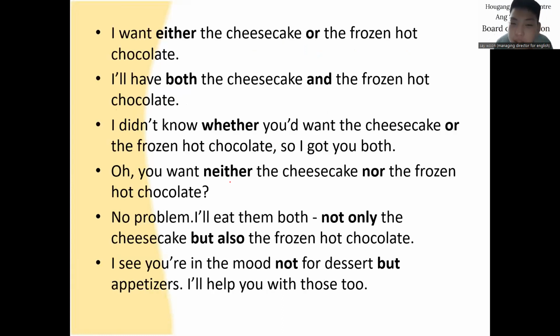I want either the cheesecake or the frozen hot chocolate. I'll have both the cheesecake and the frozen hot chocolate. I didn't know whether you'd want the cheesecake or the frozen hot chocolate, so I got you both. Or you want neither the cheesecake nor the frozen hot chocolate. No problem, I'll eat them both, not only the cheesecake, but also the frozen hot chocolate. I see you're in the mood not for desserts, but appetizers. I'll help you with those two.